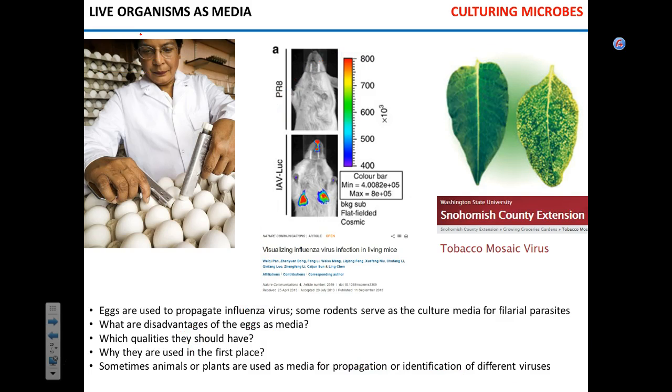Now, live organisms as the medium. What can you use? You can use eggs. We use eggs to grow influenza. Right? And actually, eggs were used for virus cultivation before Dulbecco developed the cell culture techniques.